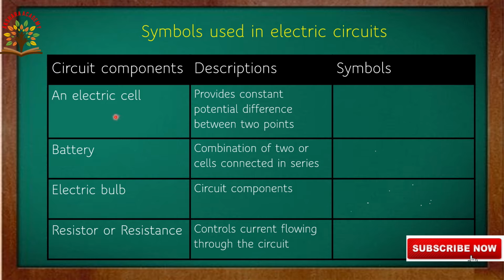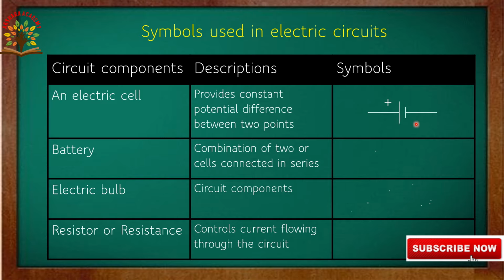Let us go for the first one, an electric cell. In a cell, the longer line indicates the positive terminal, and the shorter line indicates the negative terminal. This is the symbolical representation of a cell. An electric cell provides constant potential difference between 2 points. This is the symbol used for an electric cell. Here, a longer line and a shorter line.